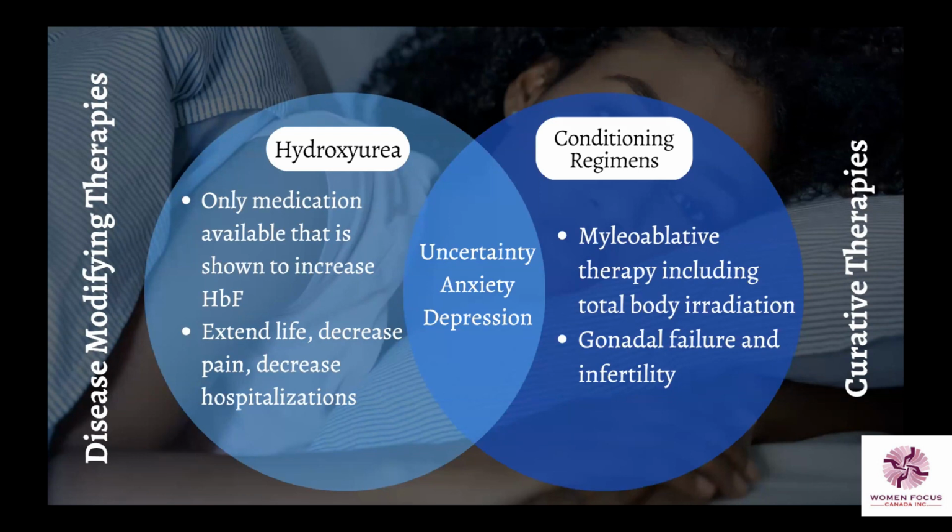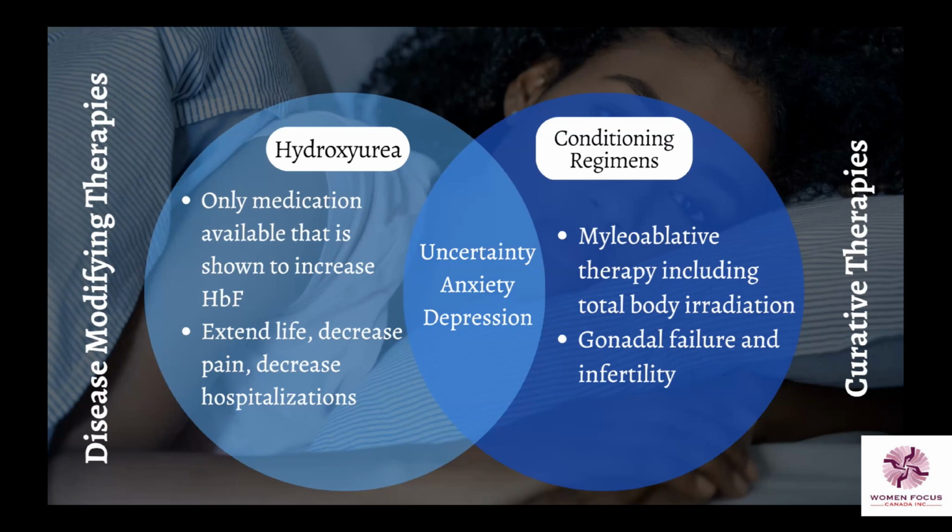So this uncertainty, this anxiety and depression, to me, part of that comes from making a decision about disease-modifying therapy. Do I take hydroxyurea and possibly affect my child? Or do I take it for a time frame and then stop it when I'm going to get pregnant? There's a lot of thought that has to go into that, obviously.